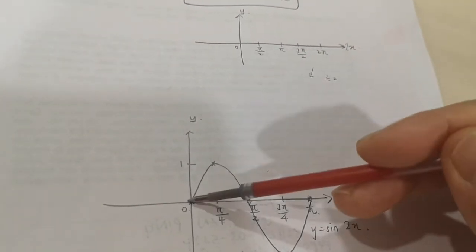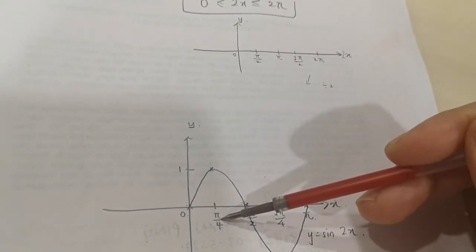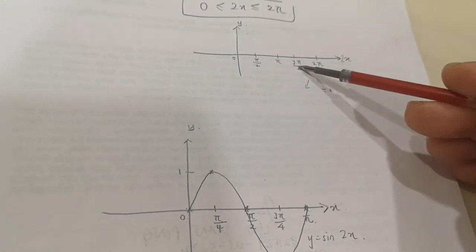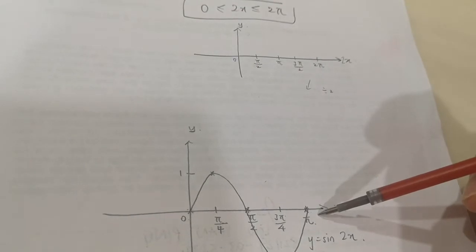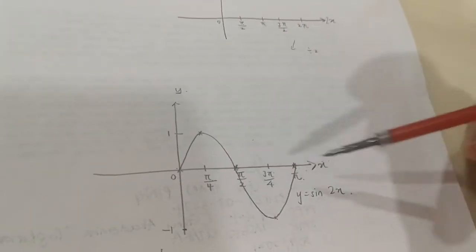So 0 divided by 2, you will get 0. Pi over 2 divided by 2, you get pi over 4. Pi divided by 2, you get pi over 2. 3 pi over 2 divided by 2, you get 3 pi over 4. 2 pi divided by 2, you get pi. So all the values, how do you get them? You just press the calculator.